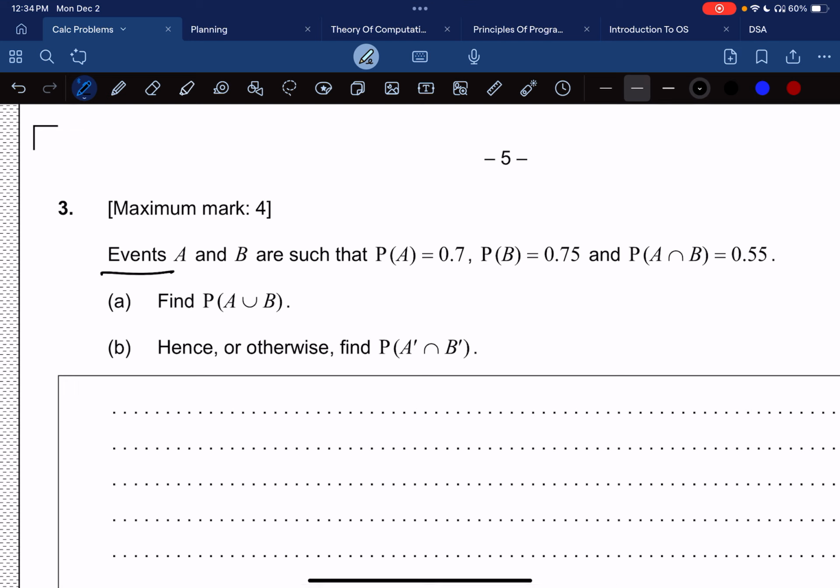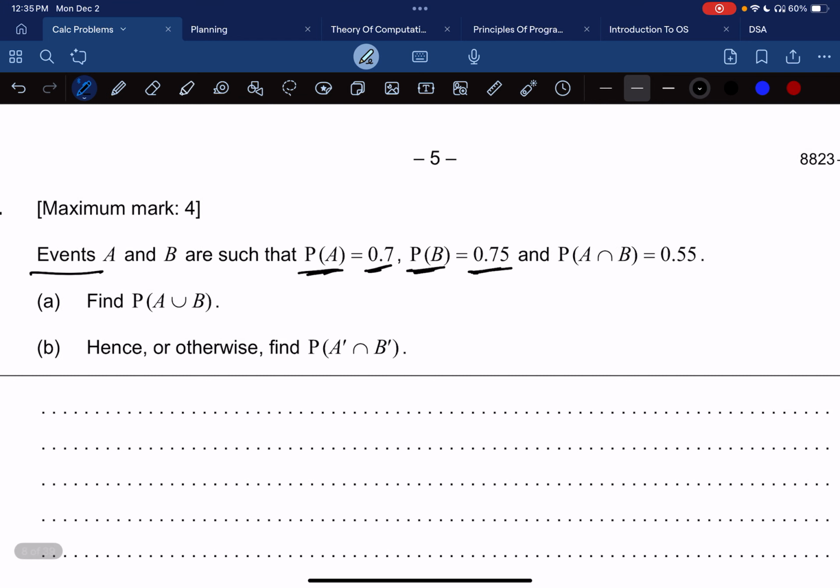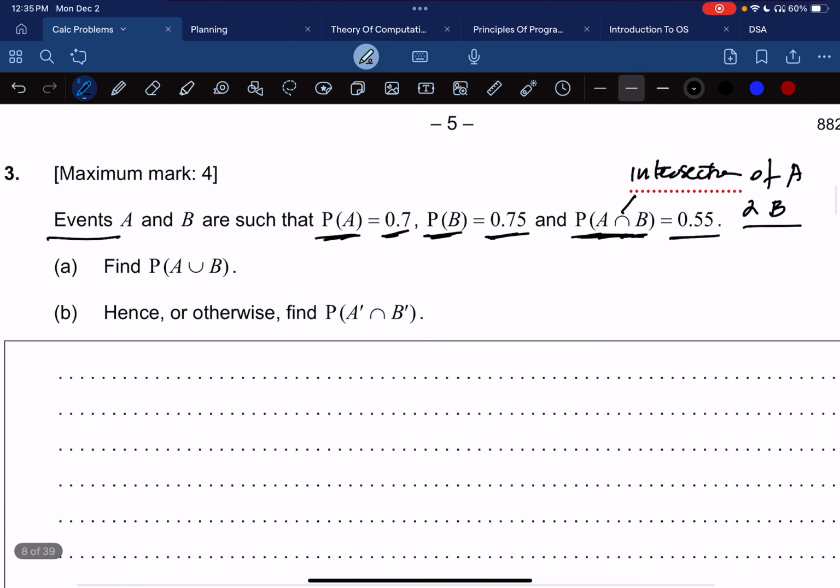So we have two events, events A and B, such that the probability of event A is 0.7 and the probability of event B is 0.75. And the probability of event A and B is 0.5. Sorry, event A and B. So this is the intersection of A and B. By the way, this is an and sign, it's not a 2.